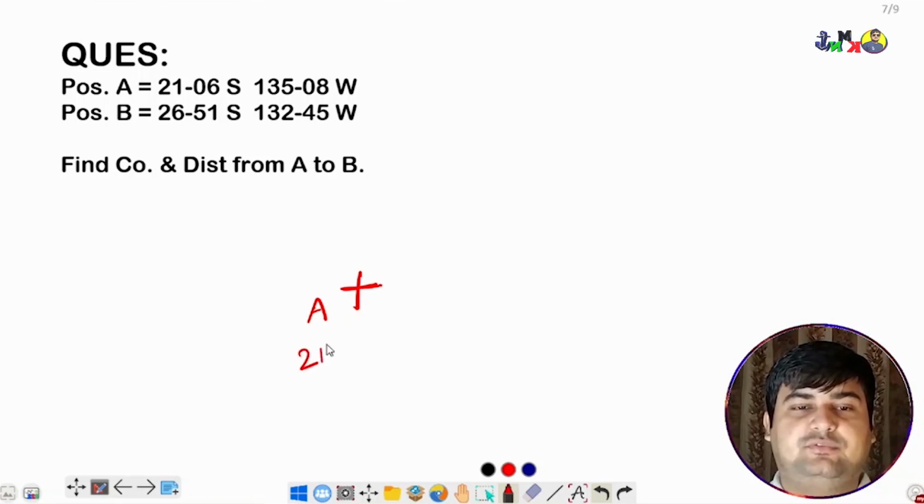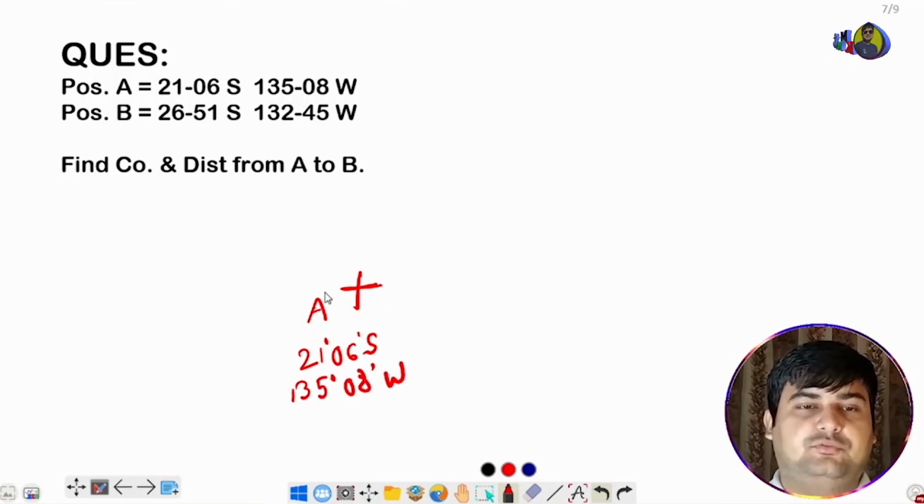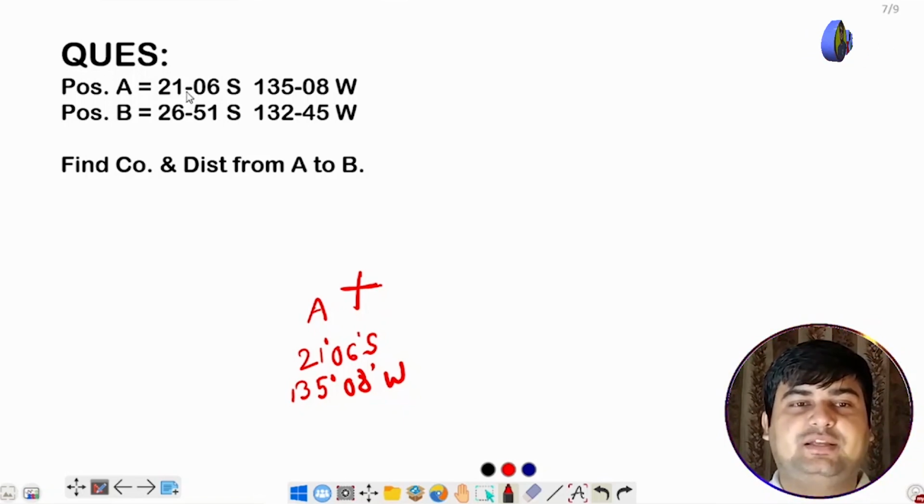Longitude is 135 degrees 08 minutes west. Now we have to see the second position where it will lie. So it is 26 degrees south. So it will be south of A, because the latitude of A was 21 degrees south and this is 26 degrees south. So it will be definitely south of A. Secondly, it is 132 degrees west.